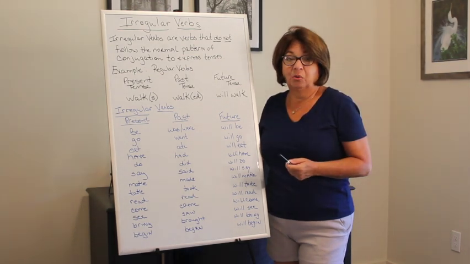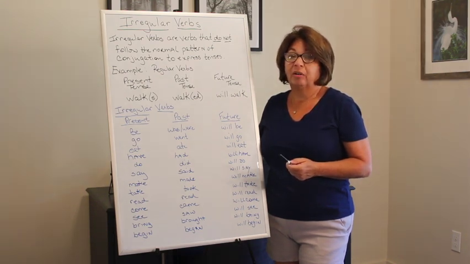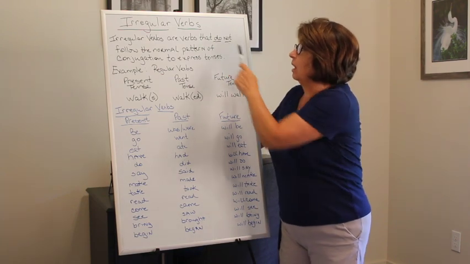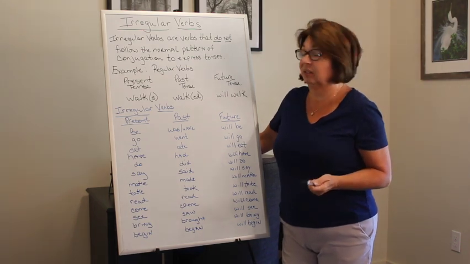Today we're going to continue our conversation about verbs. Today we're going to be talking about irregular verbs. Irregular verbs are verbs that do not follow the normal pattern of conjugation to express tenses.